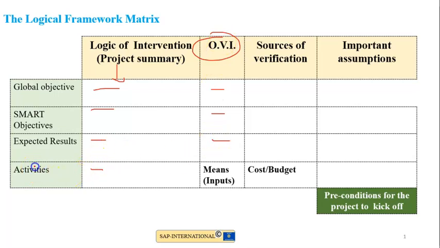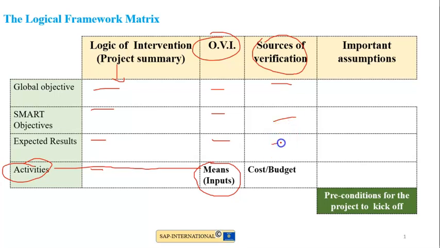The activities do not have OVIs, but instead of OVIs, it changes into means or inputs that you need to mobilize in order to be able to implement your activities. The same applies when it comes to sources of verification. For the line of activities, it becomes rather cost budget. And these are budgets related to the means that you are going to implement within your project.